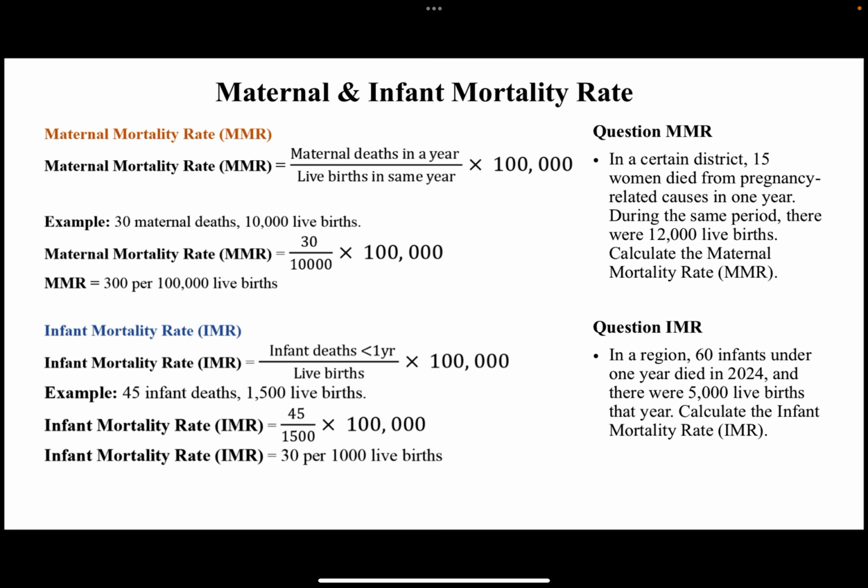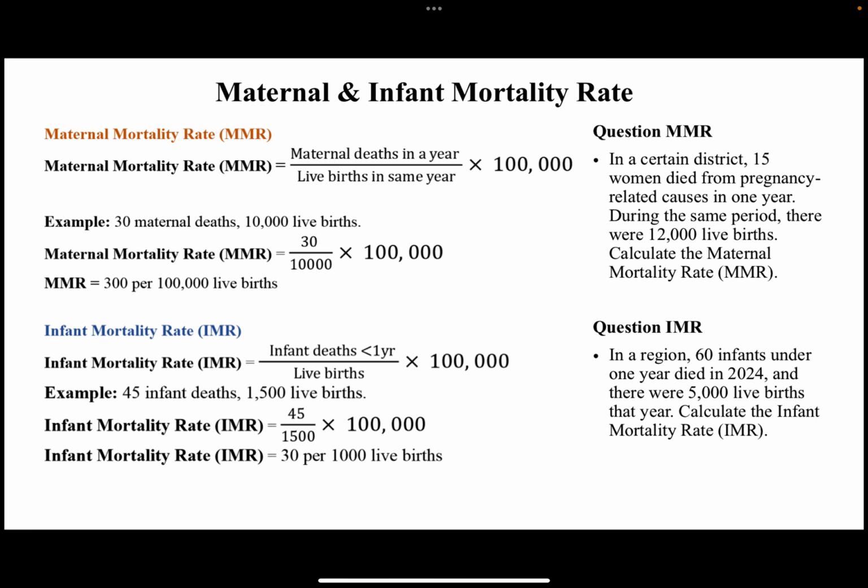Now, in a region, 60 infants under 1 year died in 2024, and there were 5,000 live births that year. Calculate the infant mortality rate.